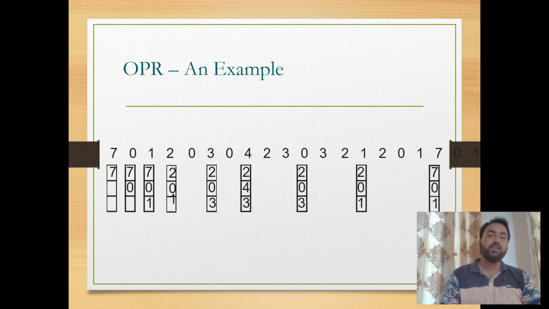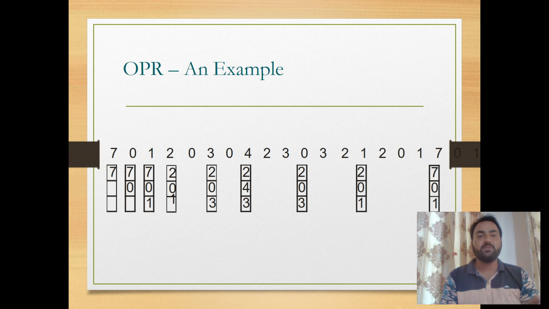So now we calculate the total number of page faults that occurred in the optimal page replacement, that is 1, 2, 3, 4, 5, 6, 7, 8 and 9. So the total number of page faults in the optimal page replacement algorithm is 9. And earlier we discussed the FIFO algorithm, which had a page fault count of 15.